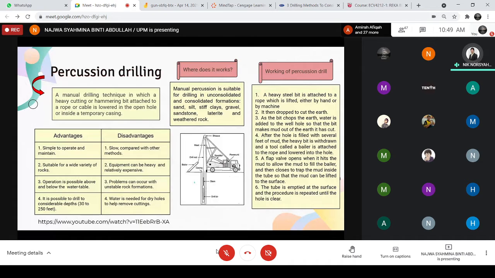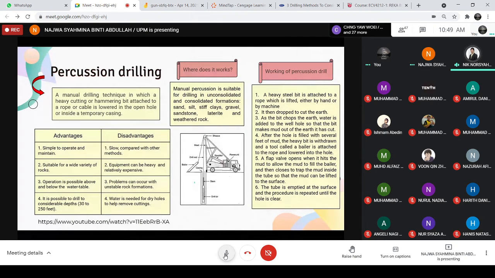Group 10, do you have any questions about percussion drilling? Other members? What about other members? Doctor. Yes, I'll go first. Is percussion drilling used for soil sampling or just for foundation? Those are two different things. Najwa, Hanis, would you like to answer?